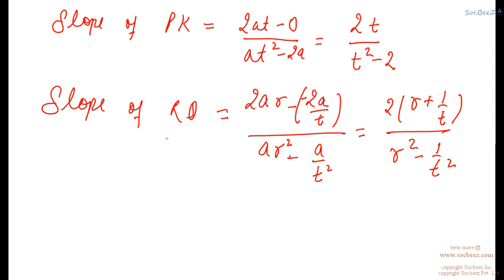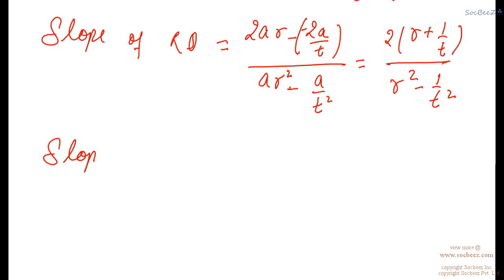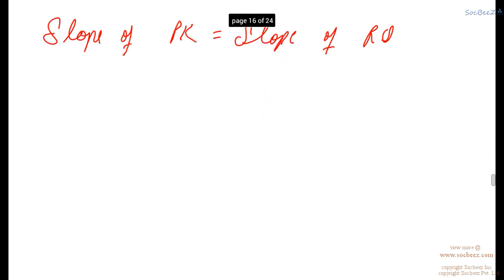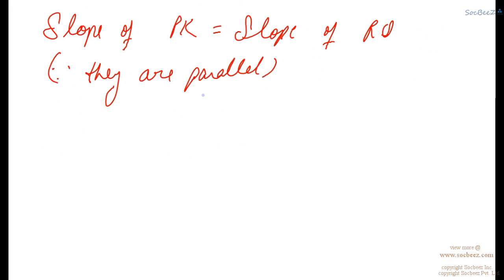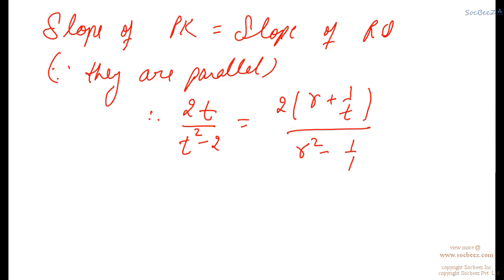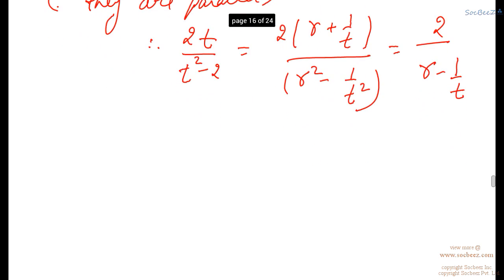Okay, now since PK and RQ are parallel, therefore slope of PK equals slope of RQ, because they are parallel. So we can write 2t upon t square minus 2 equals 2 into R plus 1 upon t upon R square minus 1 upon t square, which gets simplified to 2 upon R minus 1 upon t. If we split this expression, then this becomes R plus 1 upon t into R minus 1 upon t. So these two terms are equal.